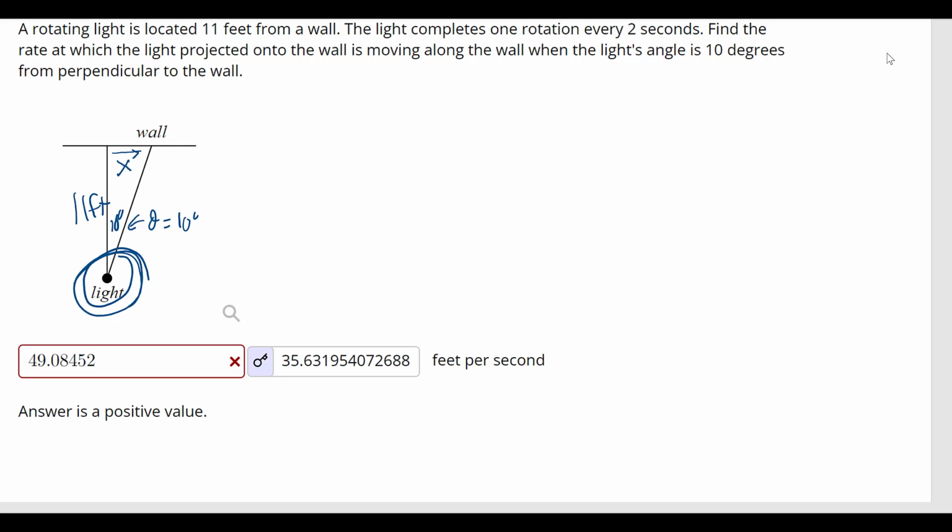So a couple things that we have to look at. What we're after is our dx dt. How is that changing on the wall? How is this point changing? And so that's our big question mark. Then let's just go through the steps for this problem.